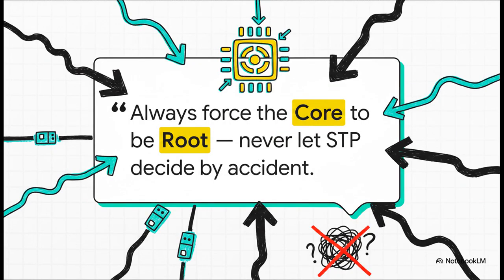And this is probably the number one rule for actually using STP in the real world. You want a stable, predictable network. And that means you, the engineer, are in charge. You should never, ever let the network just randomly decide its own center of gravity. You force the core switch to be the root. Period. So there you have it.